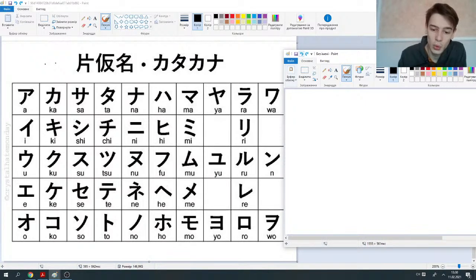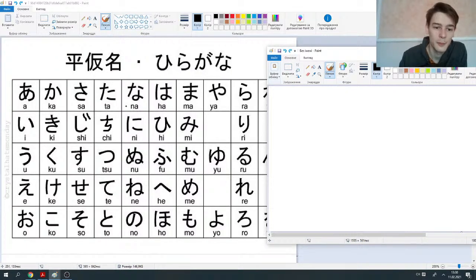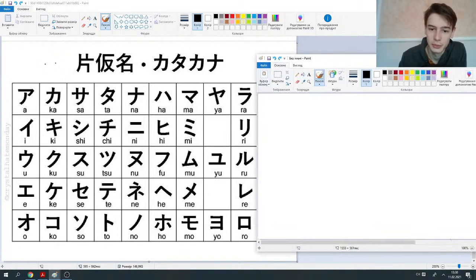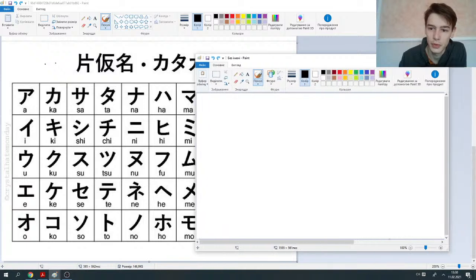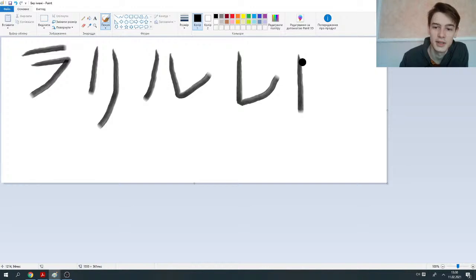Ra, ri, ru, re, ro. Oh, and it looks like a character for mouse, which is this. It's the character for mouse. So I think maybe that is it. Because if you don't know those, Hiragana and Katakana originated from characters. That's why it might be helpful for you. Okay, ra, ri, ru, re, ro. Ra, ri is the same. Ru, two legs, and ro, just a square.